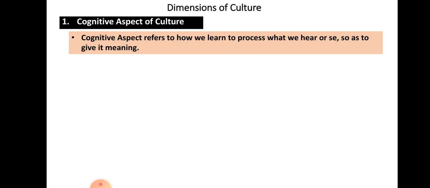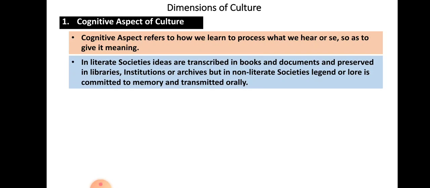Now, the second point is that in literate societies, ideas are transcribed in books and documents and preserved in libraries, institutions, or archives. But in non-literate societies, legends or lore are committed to memory and transmitted orally. In our society, we get knowledge by reading books or different documents, but in non-literate society knowledge is transmitted orally. That means they rely more on oral knowledge.